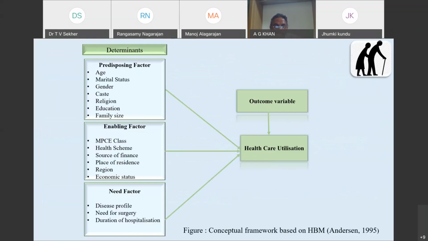versus private. Basically, these predisposing factors include age, marital status, gender, caste, religion, education, and family size. And the enabling factors include the monthly per capita expenditure, the health insurance scheme, the source of finance, the place of residence, the region, and the economic status. And the need factors include the disease profile, the need for surgery, and the duration of hospitalization.